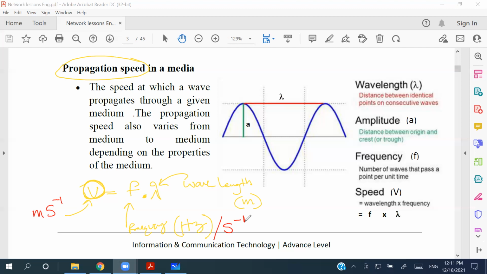Right, people, as I told you, frequency is measured in hertz, wavelength in meters, and velocity or speed in m s^-1. So you need to know how to work with this V equals F lambda. Okay, is it clear, people? All right.